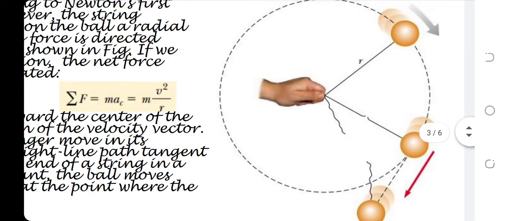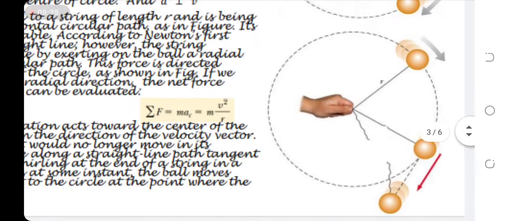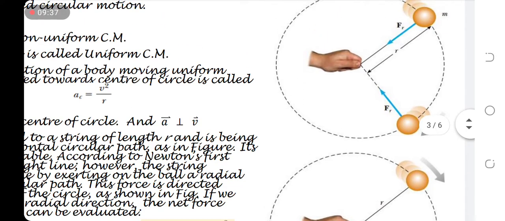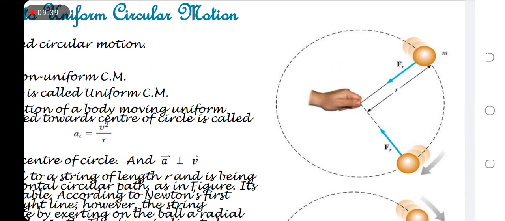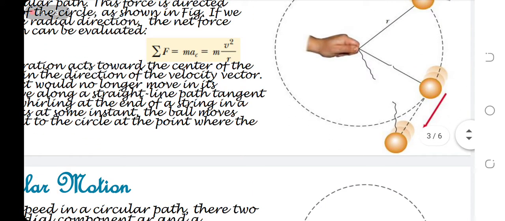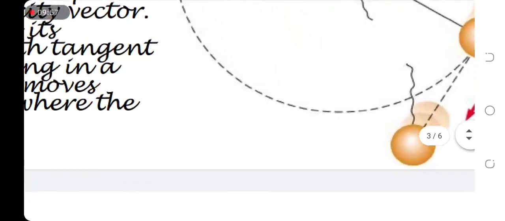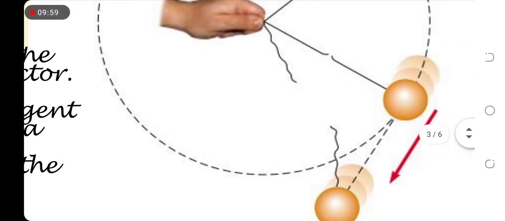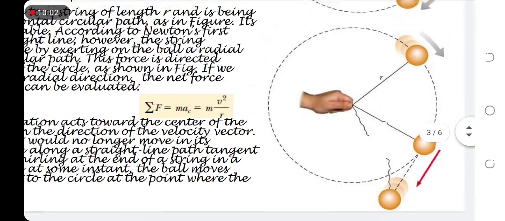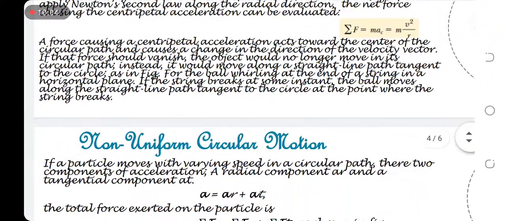What happens if the string breaks? As we have discussed, according to the first law, the force tends to move the ball along a straight line, but the centripetal force tends to move it in a circular path. So when the centripetal force becomes zero, reduces, or the string breaks, then the ball moves along the tangent to the circle.